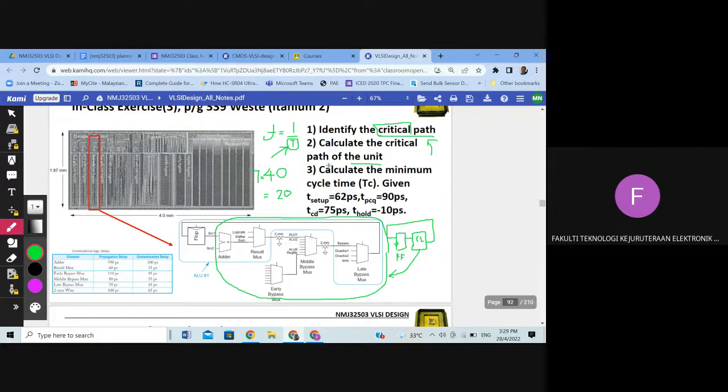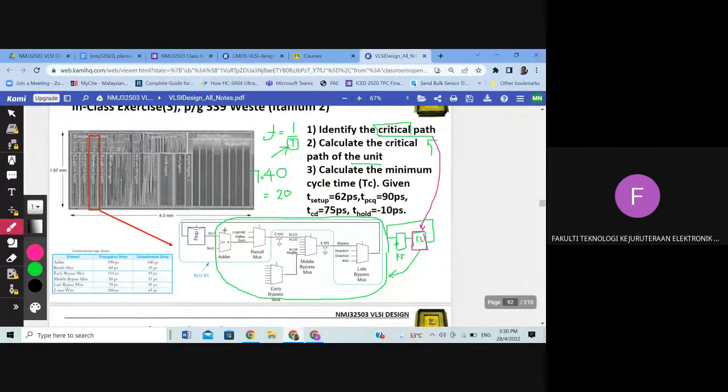All right, so back to our discussion. To get the longest path, we need to identify how many paths are actually available inside the combinational logic. Just to recap, what is the critical path? We need to identify the critical path inside the combinational logic. It is related to the longest delay inside the combinational logic. So the longest delay here we identify through a path.